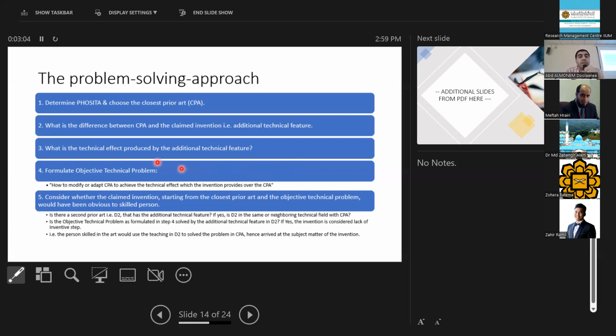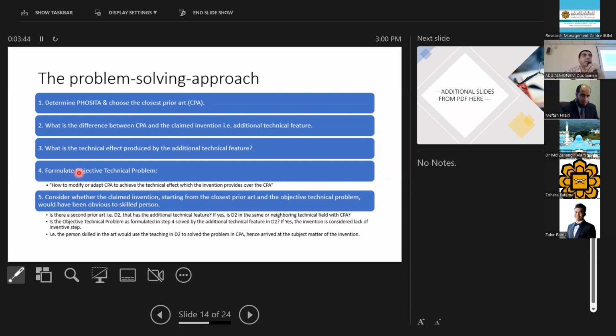What is the difference between the closest prior art and the claimed invention? What are the additional technical features? What is the technical effect produced by these features? Formulate the objective technical problem: how to modify the prior art to achieve the technical feature in your patent application. Then consider whether the claimed invention, starting from the prior art and the objective technical problem, would have been obvious to a skilled person.